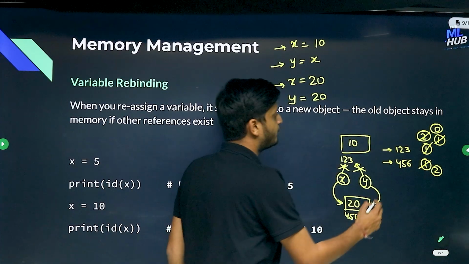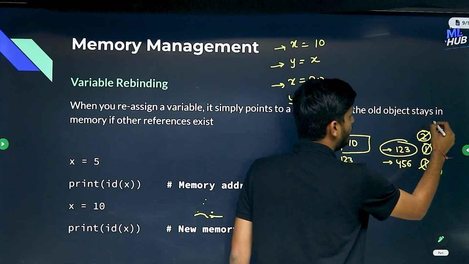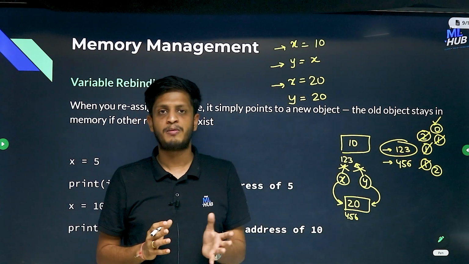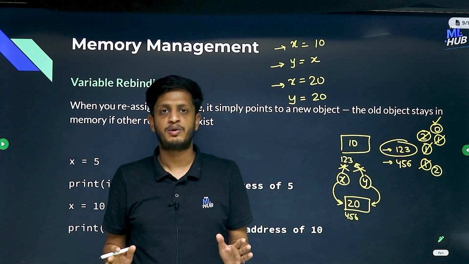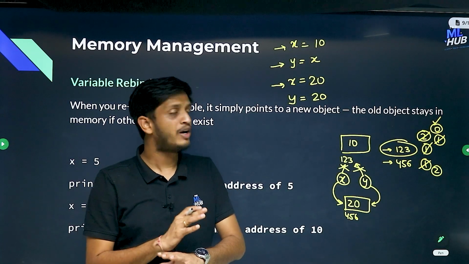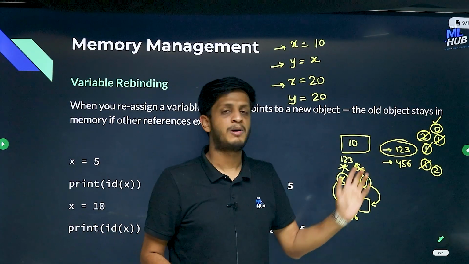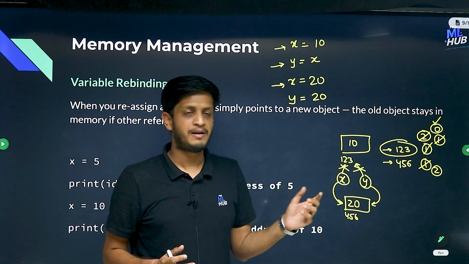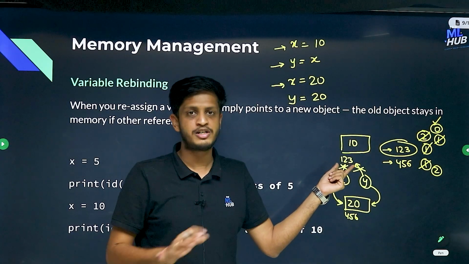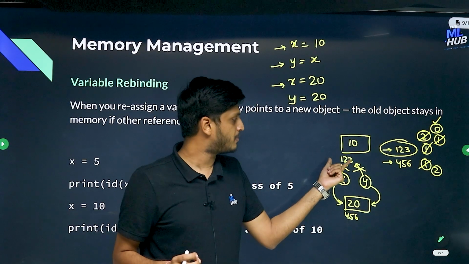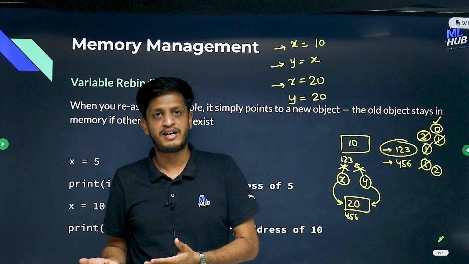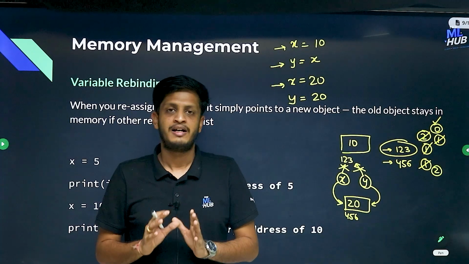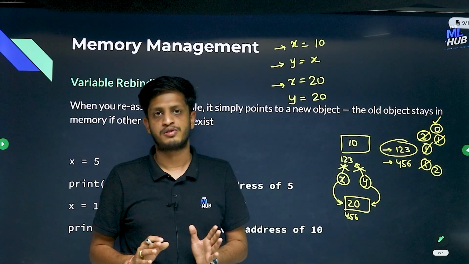Now for memory location 123, the count has become 0, which means the compiler knows that no variables are pointing to this particular memory location. So you now cannot guarantee that 10 will be stored in memory or not. Because no one is pointing to it, at a certain point in time this memory location will be freed up. It might be overwritten with some other values. Basically, this memory location is now free. It can be used by other variables or other values also.